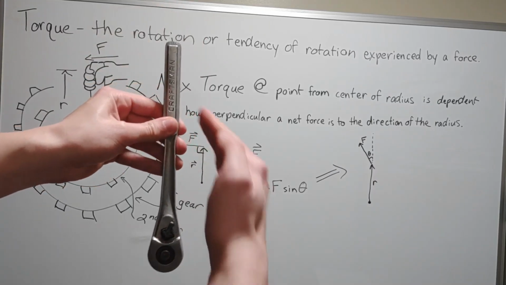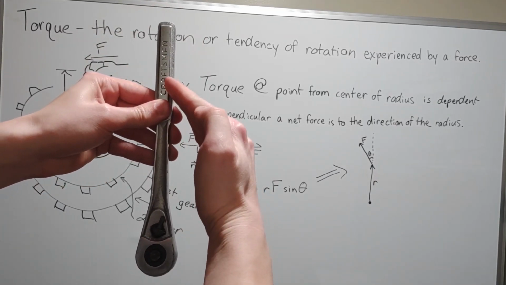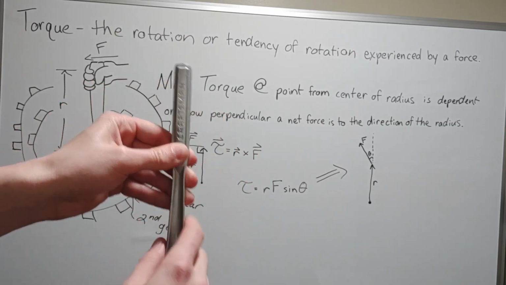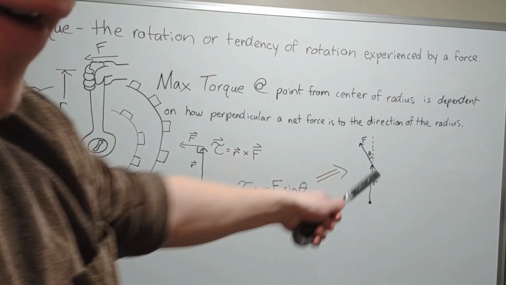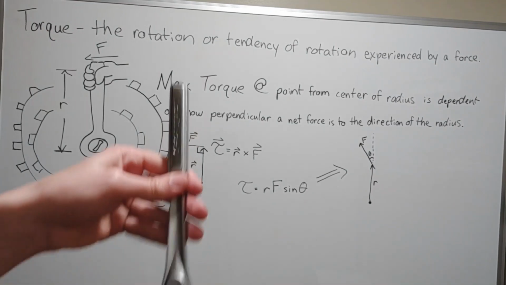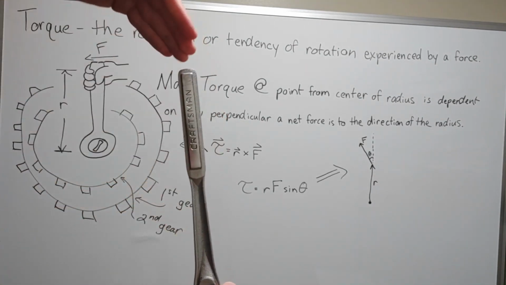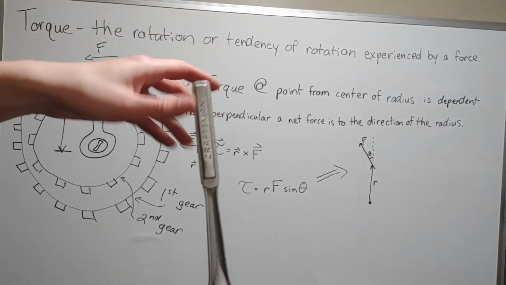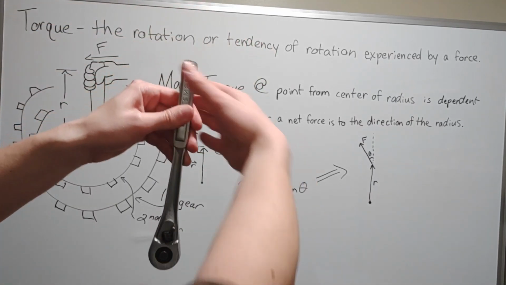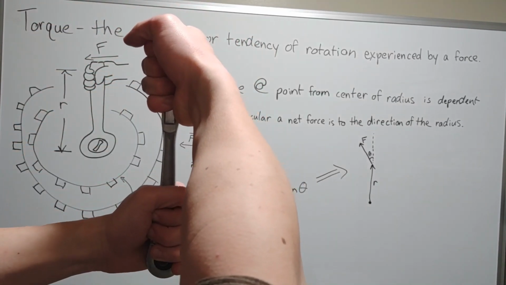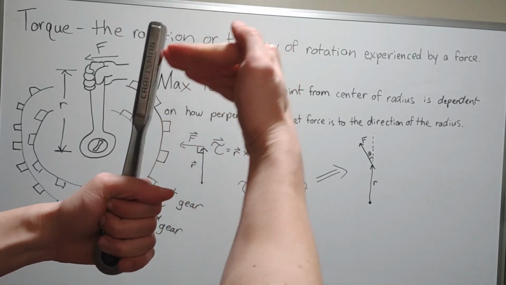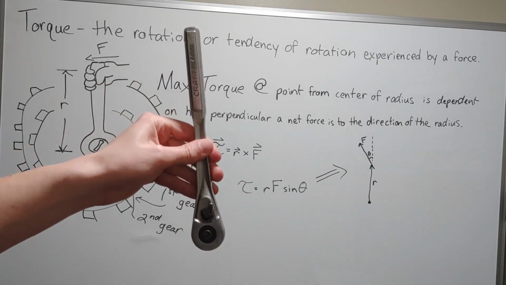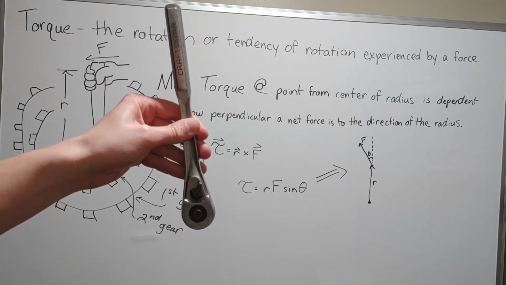if I apply a force in this direction, it's going to have that angle theta right there. Well, I'm not going to get maximum torque. If I apply a force here, there's going to be 0 torque. But if I grab it here and I apply the force 90 degrees from here, it's going to be so much easier to break that bolt or whatever you're trying to get off.